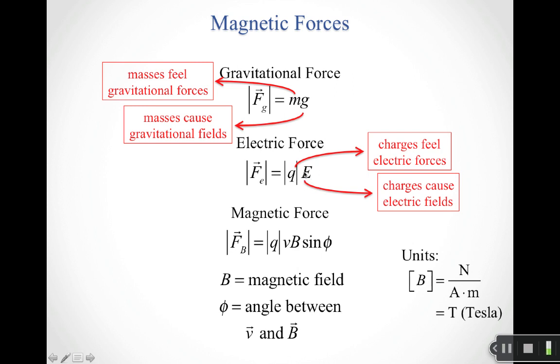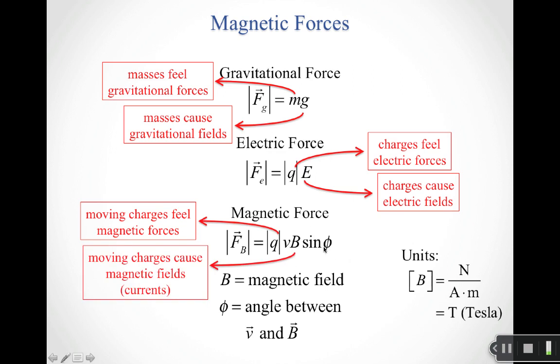So you've got one charge that's causing the electric field, then the second charge is feeling an electric force by being in that electric field. So what's our magnetic force equation telling us? Well, basically, it's telling us that moving charges feel magnetic forces. And what we'll see is that, sure enough, moving charges cause magnetic fields. So really, in the same way that the gravitational force is an interaction between two masses, and the electric force is an interaction between two charges, the magnetic force is the interaction between two currents, because that's what moving charges are.